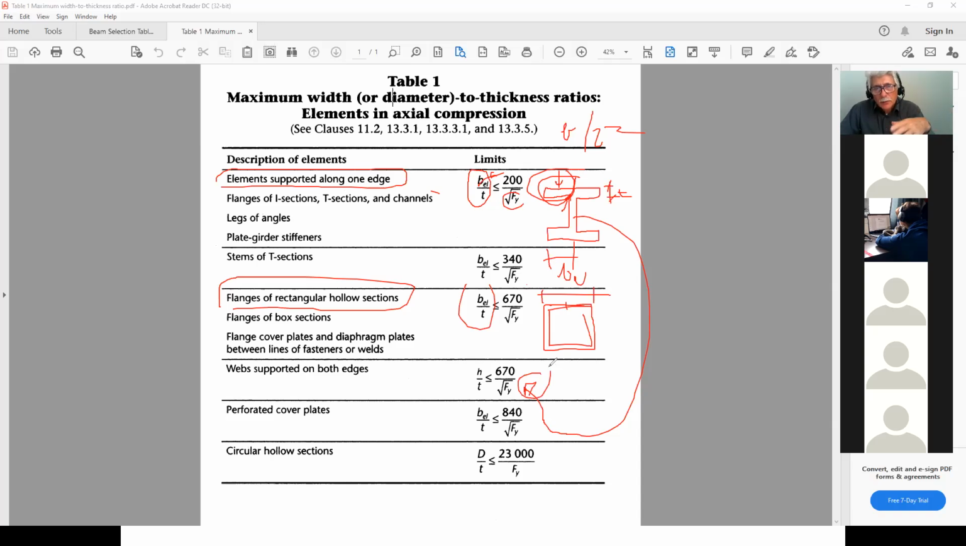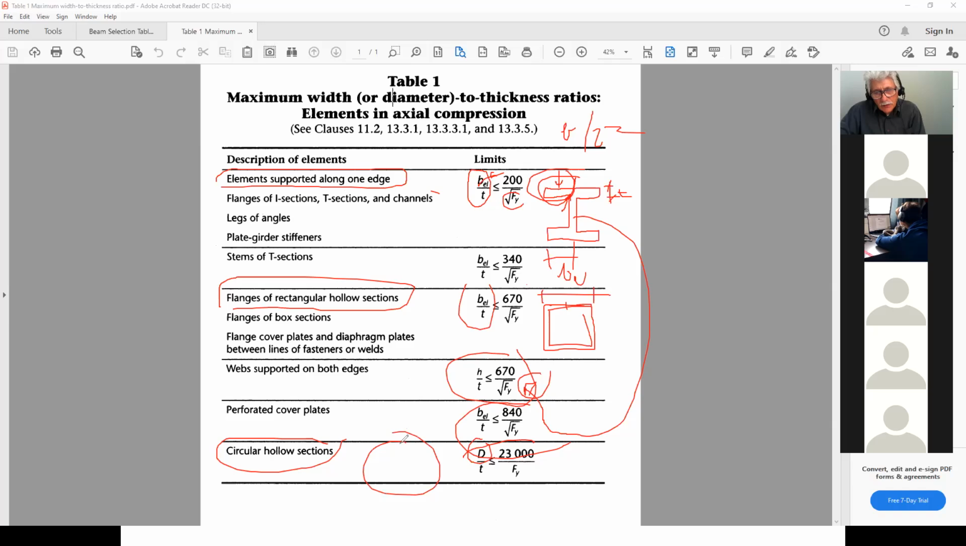Now you'll see that when we get into columns, in one of the spreadsheets that I'm going to be giving you, I put these two formulas in. So as soon as you put in a choice, the spreadsheet will check whether you meet class 1. And if you meet class 1, then you'll be able to design the columns with it. So I have this in the spreadsheet already. Now perforated cover plates, I don't know. And of course, for round sections, you take the diameter of your round section.